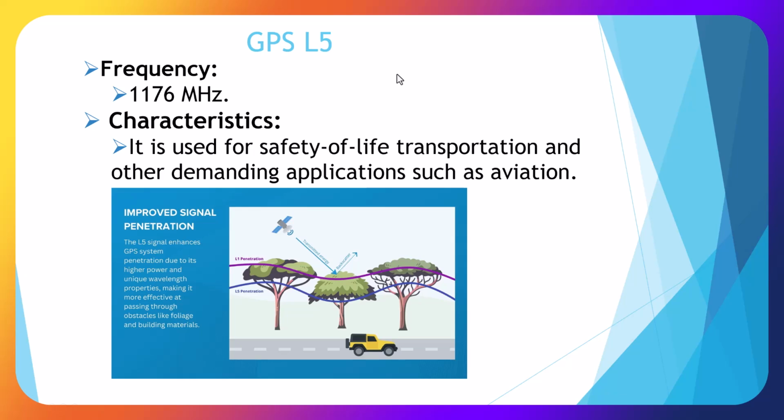Okay, GPS L5 is a frequency of 1176 megahertz, and it's used for safety of life or transportation, and other demanding applications such as aviation. Because of the higher power and the frequency, it's able to penetrate deeper and keep obstacles from damaging the signal.